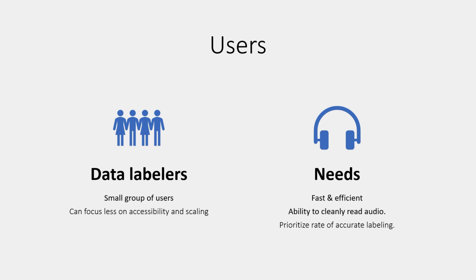So for the users of this project, because we were just making the system to help label training data for the AI, we just have to focus on data labelers, which are a small group of users. And that means, since they are such a small private group of users, we can focus less on accessibility and scaling, but focus more on each individual labeler's needs.